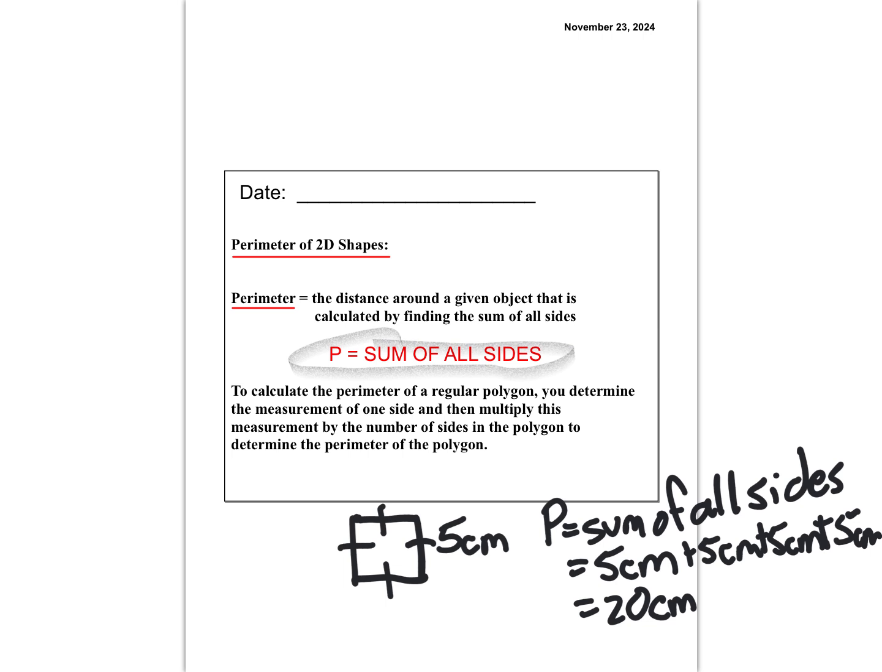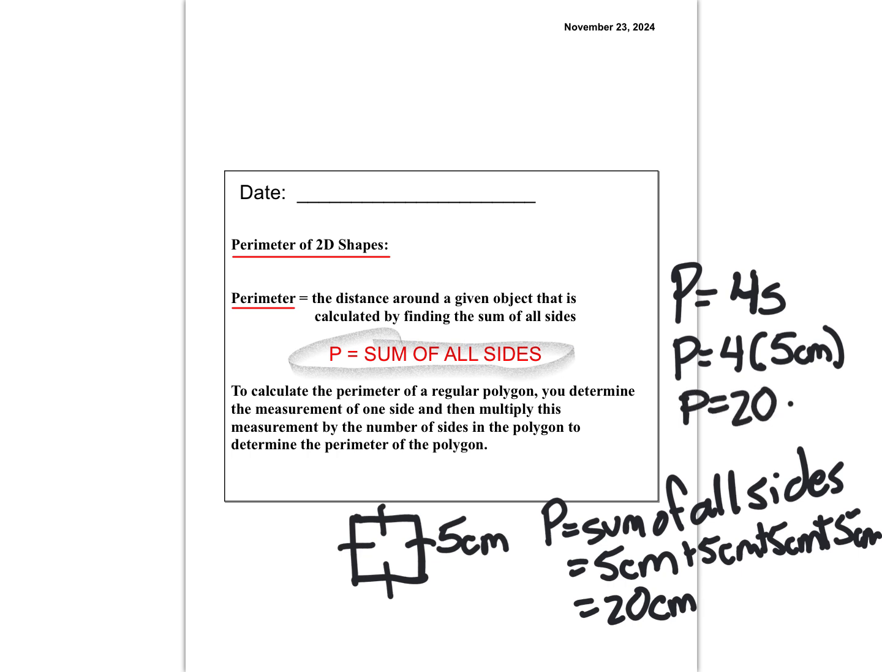What we could also do, because it's a regular one, P equals 4s. So in other words, 4 times the side. So P equals 4 times, in brackets, 5 centimeters. And that would give us the 20. So you can do either format, but just understand that when it is regular and that word is used, it means that the polygon has equivalency all the way around.